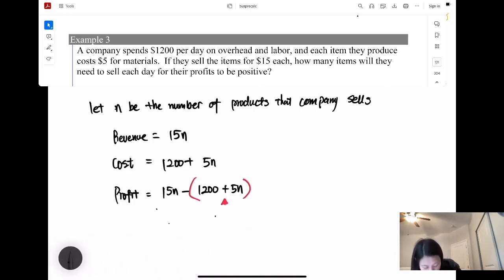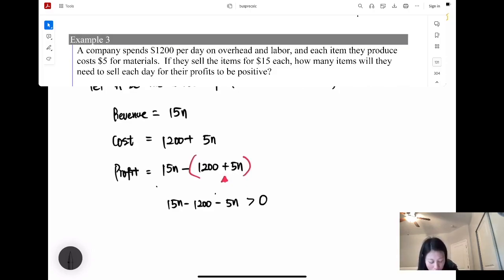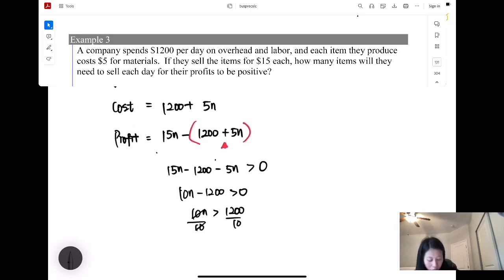So in that case, our profit equals this, and we want this to be positive, which means we want this to be greater than 0. Now let's combine the like terms. I have 10n minus 1,200 greater than 0, and then I add 1,200 on both sides, and then divide by 10 on both sides. So n has to be greater than 120.